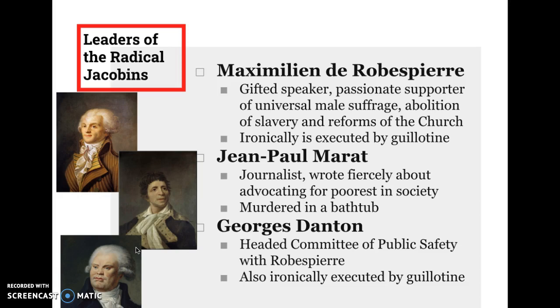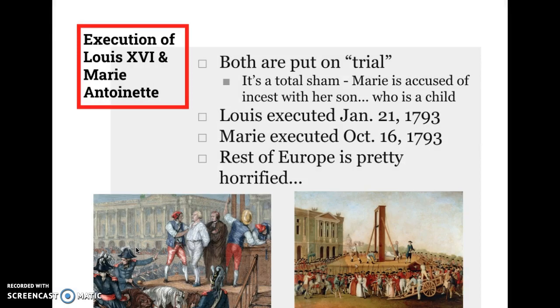Georges Danton headed the Committee of Public Safety with Robespierre. He's also executed by Robespierre. Of course, at this point, Louis and Marie are prisoners. They're quote unquote put on trial, but it's really a total sham. Even Marie is accused of incest with her son, who's like 5. Ridiculous. They're both executed in 1793, about 10 months apart.